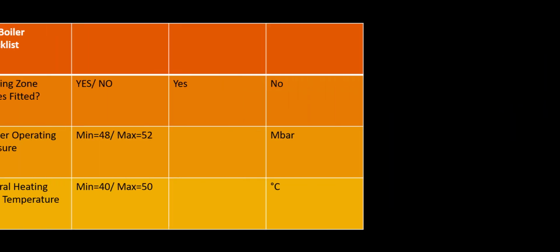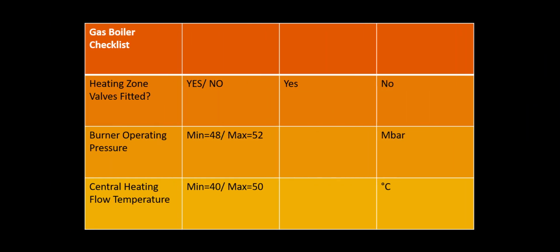Here you see a simple checklist you could start with. On top, we have a yes-no question and then two measuring values with a range.